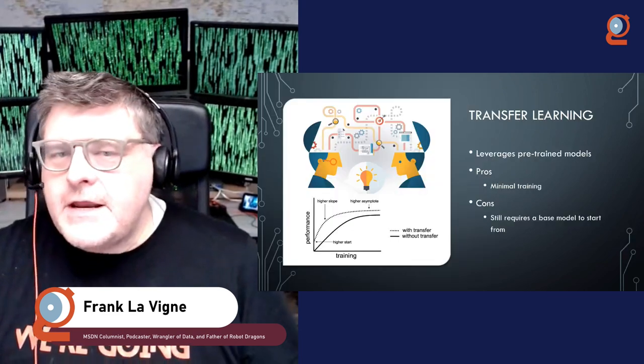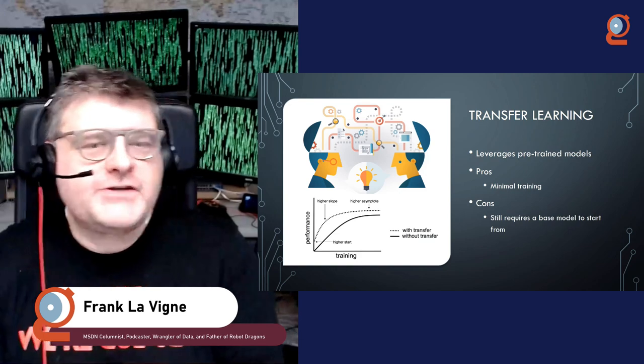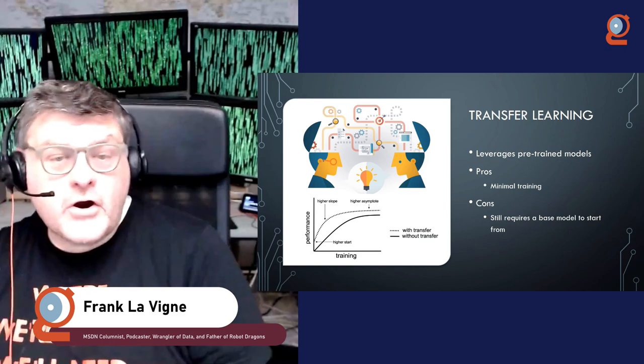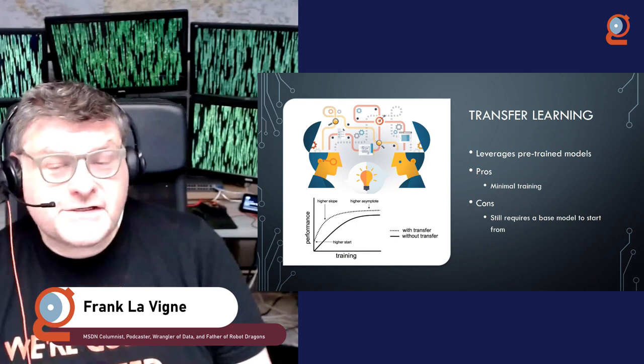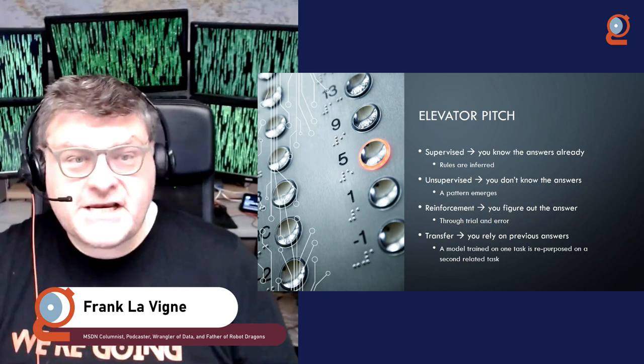That's an example of transfer learning that has been arguably built into our DNA since time immemorial, right? So the idea is that you can start with an existing model that you have and then work off of that. And that is essentially transfer learning. Now, transfer learning, like I said, leverages these pre-trained models. The pros are minimal training. Cons are you still need a base model to start from. But ultimately, that's it in a nutshell.